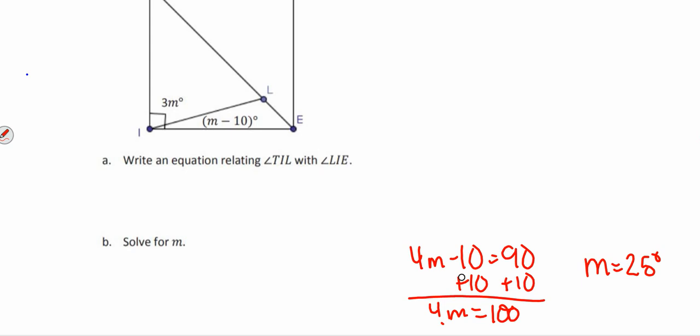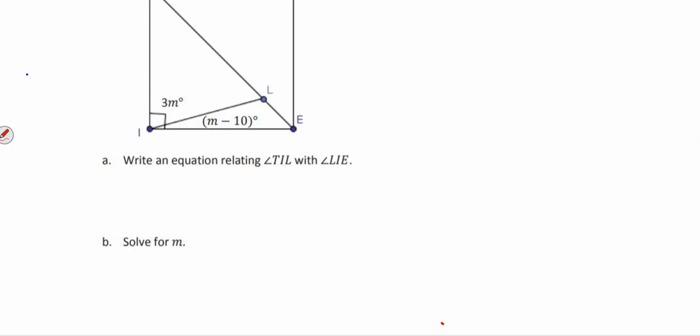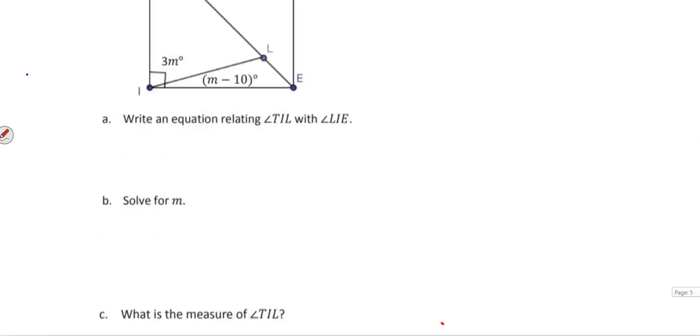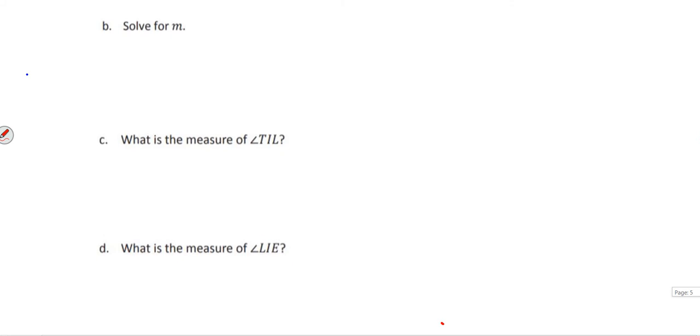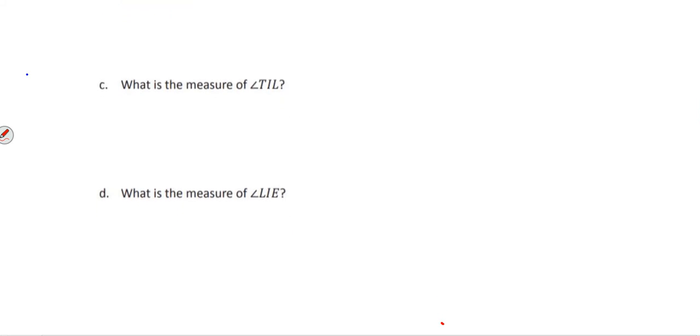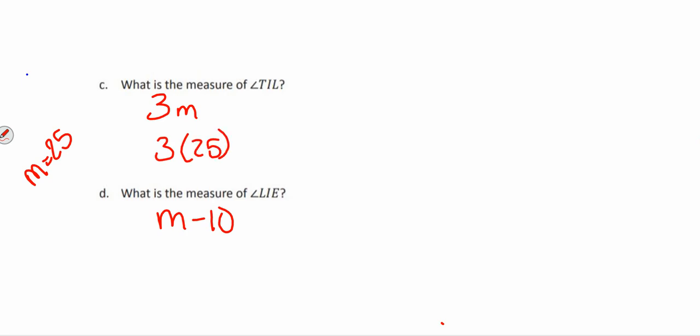So let's go ahead and find out what each of these angles measures. We want to know the measure of angle TIL and angle LIE. Well, TIL was 3M, and angle LIE was M minus 10. Well, we know M equals 25, so this is just to plug in and solve. 3 times 25, and 25 minus 10. 3 times 25 is going to be 75 degrees. 25 minus 10 is 15 degrees.